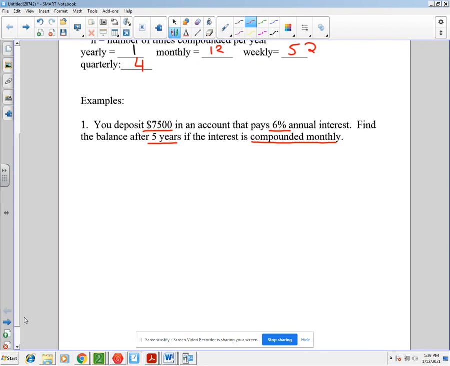So you deposit $7,500. So this means P is equal to 7,500. R is equal to 6%, but we have to express it as a decimal, which is 0.06. Find the balance after 5 years. So T is equal to 5. If the interest is compounded monthly, this means N is equal to 12.